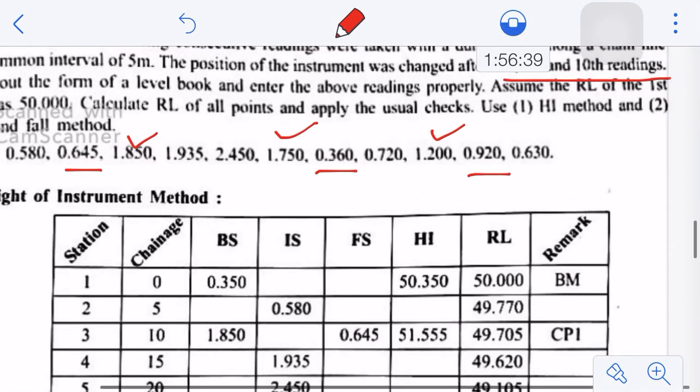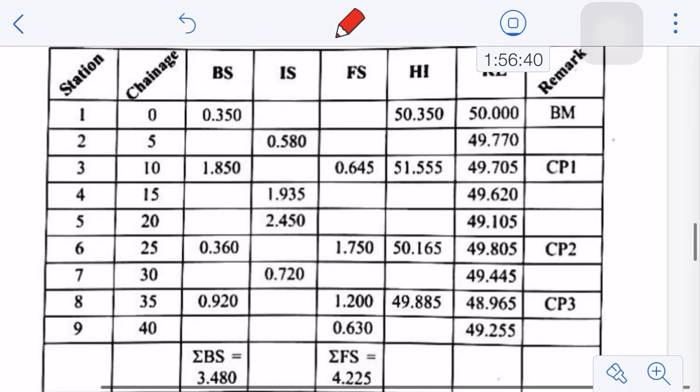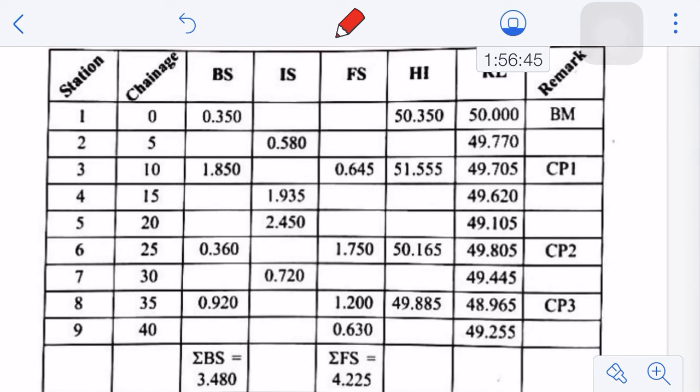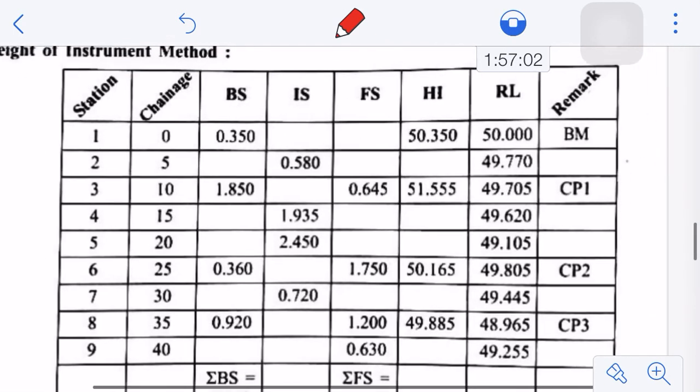So after this analysis, now we have recorded those readings for our calculations properly in this table. The first column is station, then we have already given chainages for these stations, right? But this is just for your understanding, at what interval you have considered the points to compute their RLs. So this is for your information, that is the second column. Then the columns BS, IS, FS and HI. This is your HI method, that's why the column HI is there.